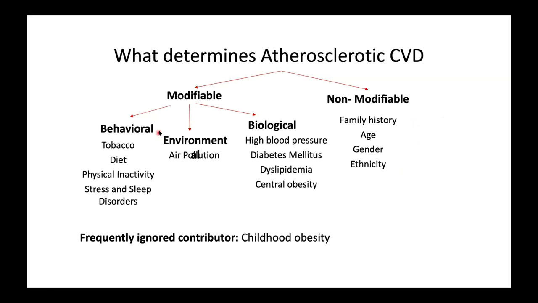Other risk factors can be grouped as behavioral, environmental, or biological. Biological risk factors are high blood pressure, diabetes mellitus, dyslipidemia, and central obesity, and diet plays an important role in the management as well as the prevention of these important risk factors. Apart from this, there are behavioral risk factors: tobacco, and diet itself is an important behavioral risk factor which may lead to atherosclerotic CVD. Physical inactivity, stress, and sleep disorder are all now established behavioral risk factors. And a frequently ignored contributor is childhood obesity, which is an important issue regarding the diet.